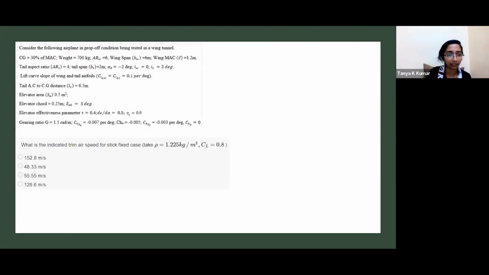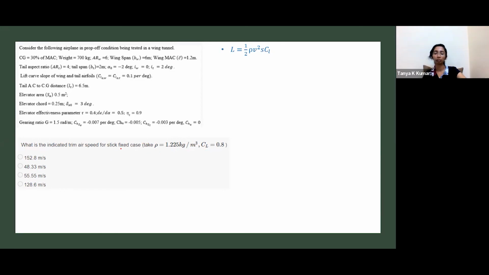Next, what is the indicated trim airspeed for the stick fixed case? They've given you density, they've given you CL at trim. What is the velocity at trim? V trim is what they've asked you to find. That is the question. How do you find that out?